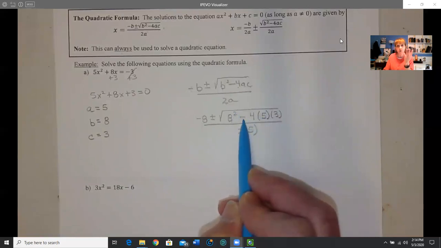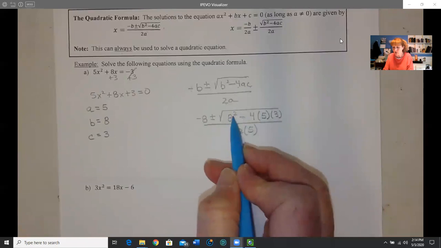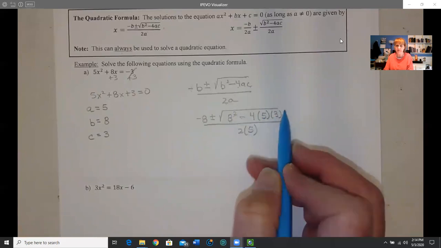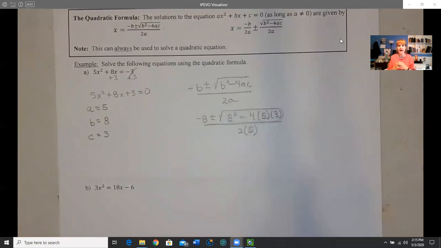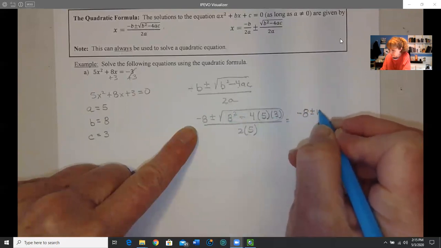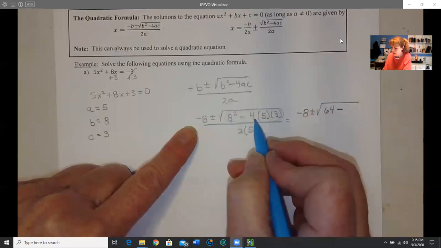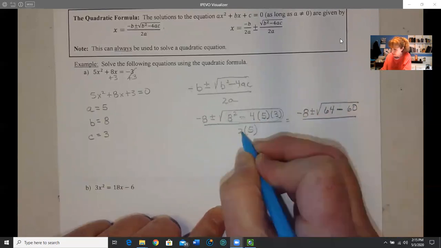All right, and some of you, especially if you have a calculator that will show you what exactly you're doing, it'll have that readout. You could write 8 squared, subtract, you could put in 4 times 5 times 3. All right, and it'll tell you what this number is inside. So we'll need to find out what that is. Here we have a negative 8 plus or minus 64, which is 8 squared, subtract 4 times 5 is 20 times 3 is 60, all over 2 times 5, which is 10.